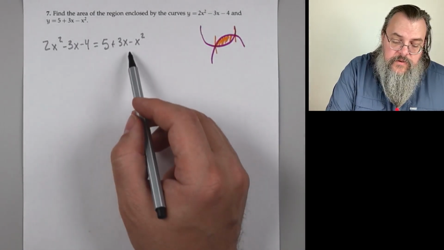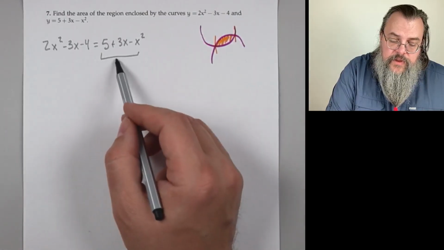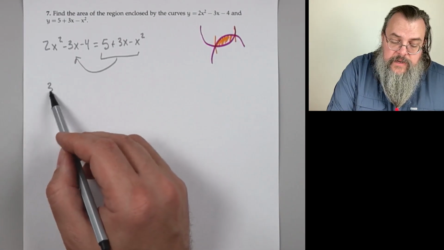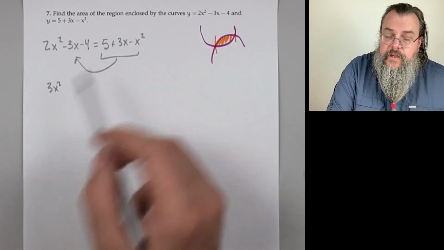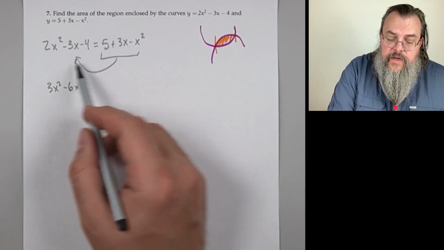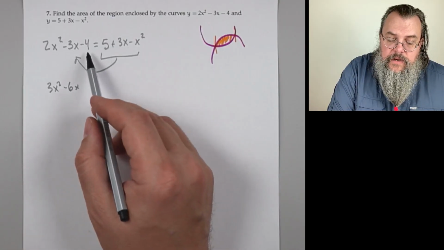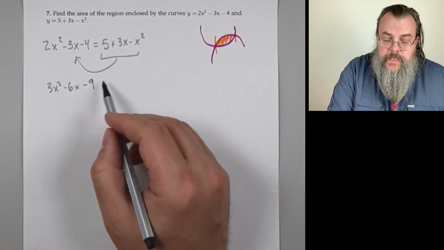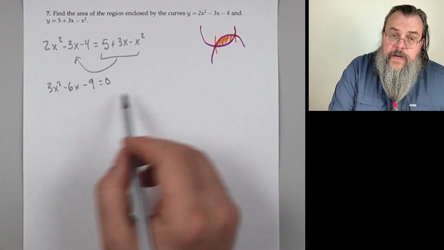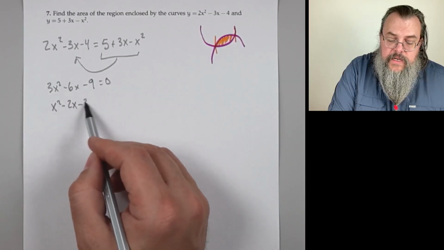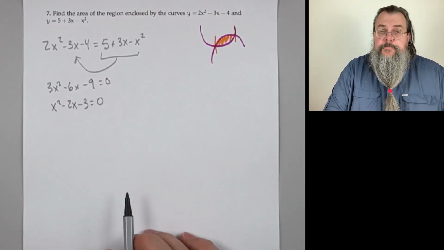So we start moving things around, and we'll just move everything to one side. So we'd have 3x squared, 2x squared plus x squared, minus 6x, minus 3x, and then we have a minus 9 equals 0. Well, divide everything by 3. x squared minus 2x minus 3 equals 0.